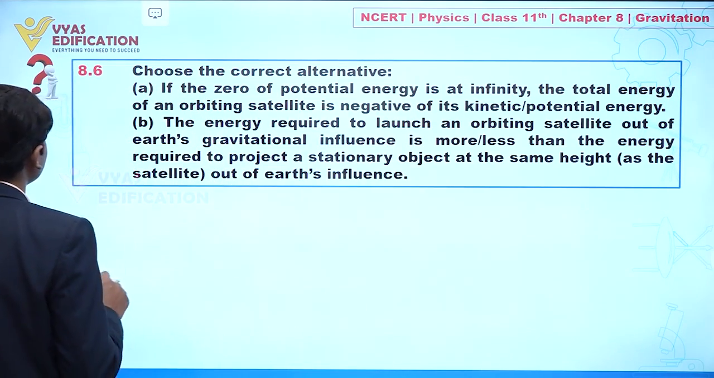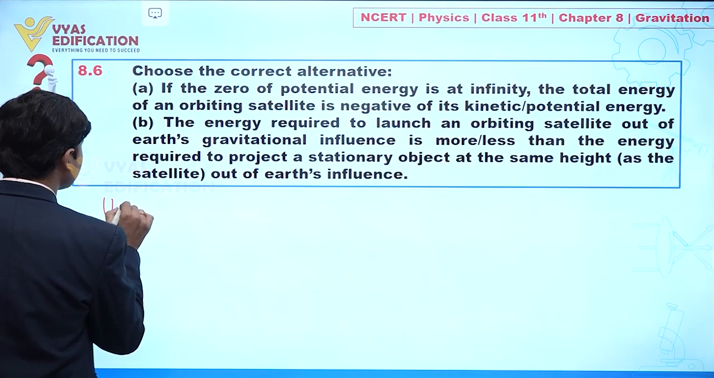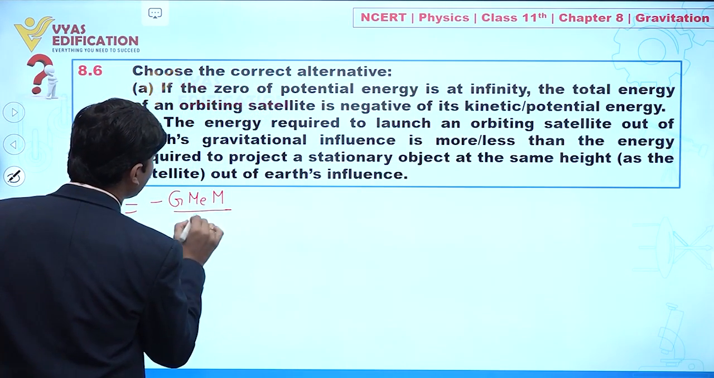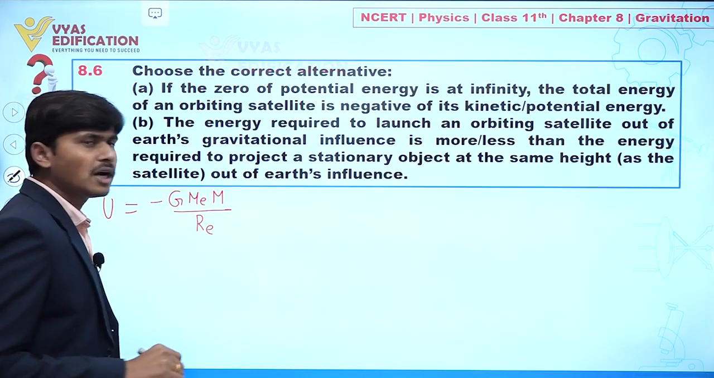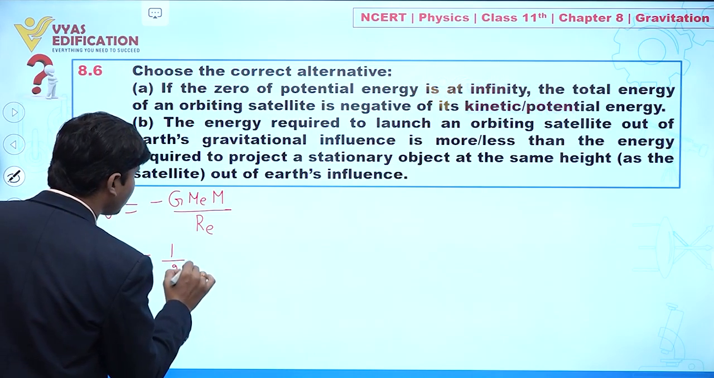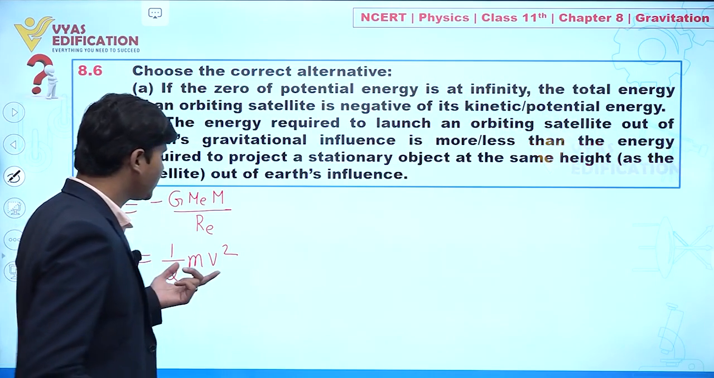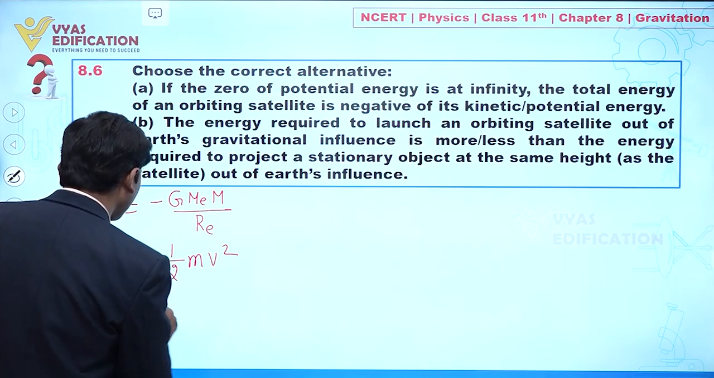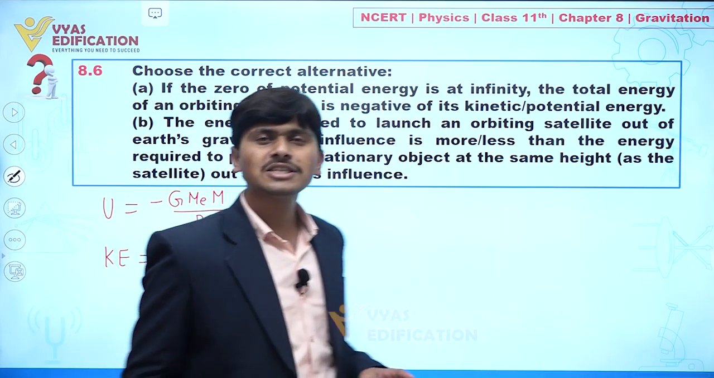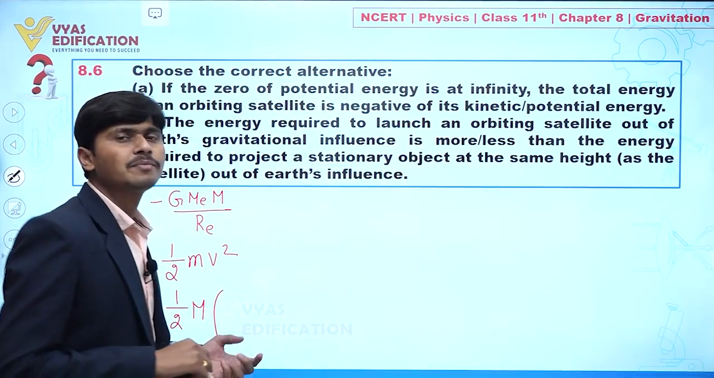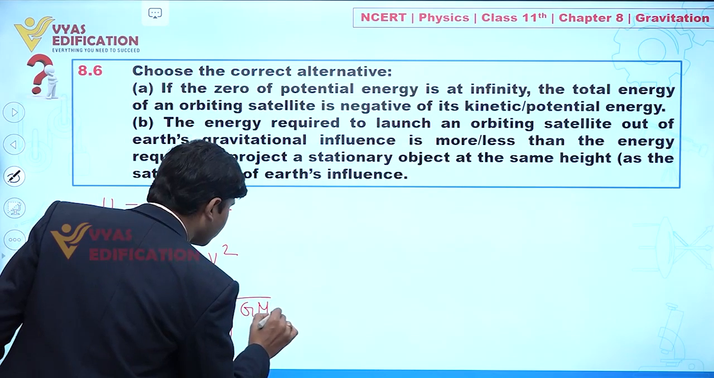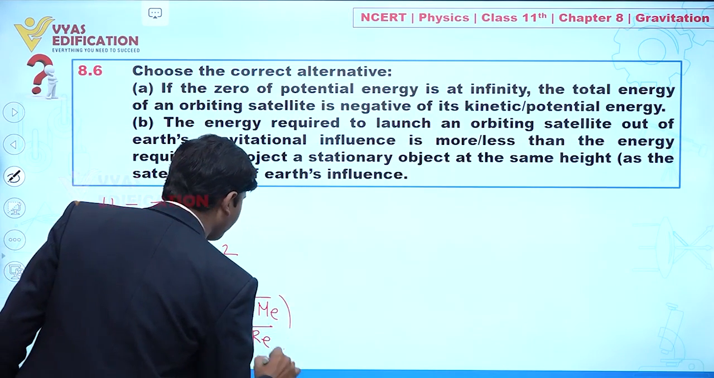So a very simple question we have. Do you know that the expression of gravitational potential energy is given by -GMEm upon RE? Clear? Now if I am talking about kinetic energy, it is given by half of mv square. Here m is the mass of the satellite. So we can write 1 by 2 m, and v is the orbital velocity, which is given by under root of GME upon RE. So I can say this is under root of GME upon RE whole square.